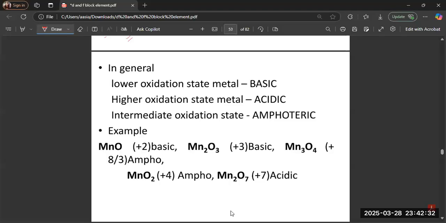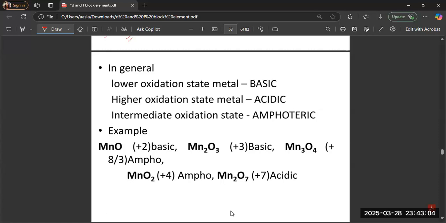Now see, here's a trick in general. If the metal has a lower oxidation state, it is basic in nature. And if the oxidation state of the metal is high, then the nature will be acidic. Okay. And in the intermediate oxidation state, it is amphoteric in nature.